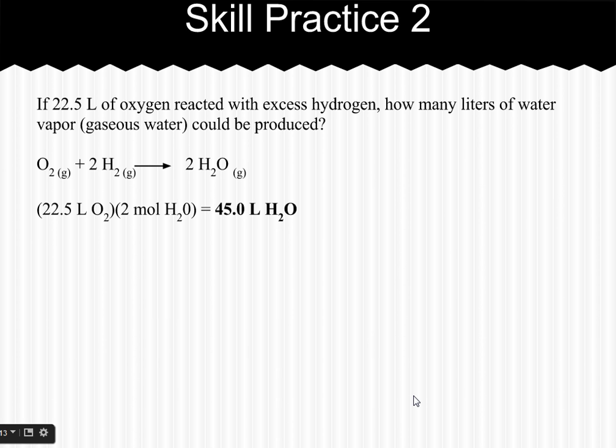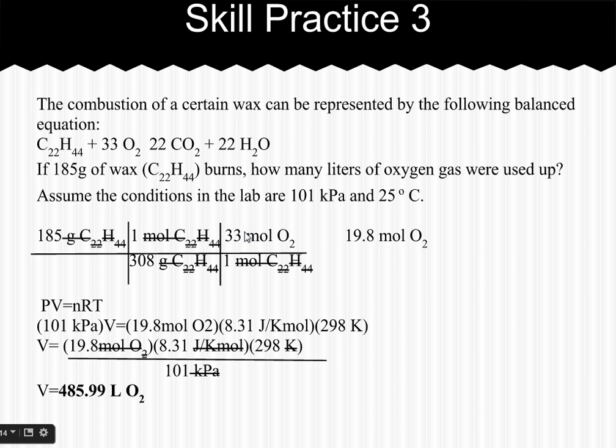Skill practice number 2. If 22.5 liters of oxygen reacted with excess hydrogen, how many liters of water could be produced? So, we're given the liters of oxygen, and because of the concept we were taught earlier, the mole to mole can be related to the liter to liter ratio. So 22.5 liters to 2 moles is 45 liters.